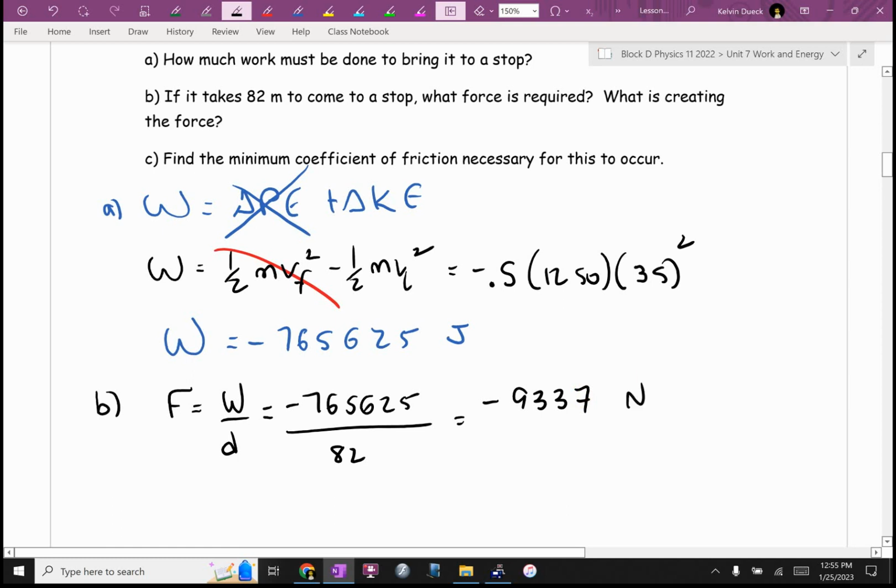Newtons. Now, quickly, Bunny. This negative is a directional component. Hey, if the car is traveling north, what direction must the braking force be? South. That's what the negative is saying. If the car, you know what? Let's be obvious. Cole, if the car is traveling forwards, what direction must the braking force be? Backwards. Okay. So this negative is a directional component.